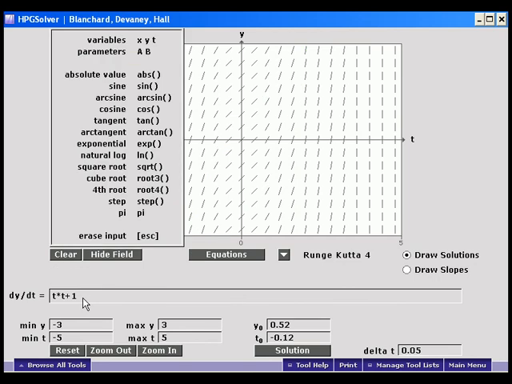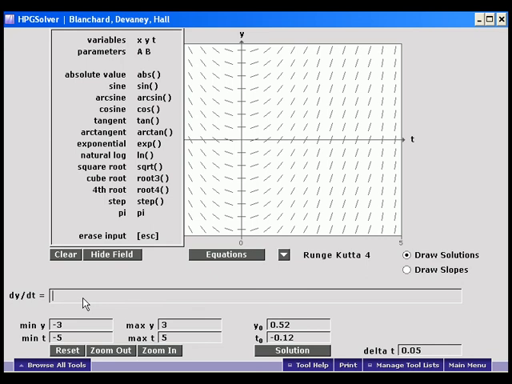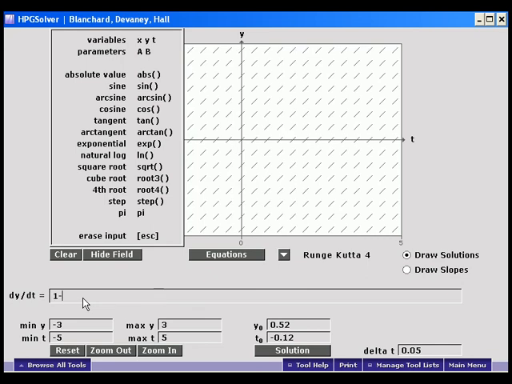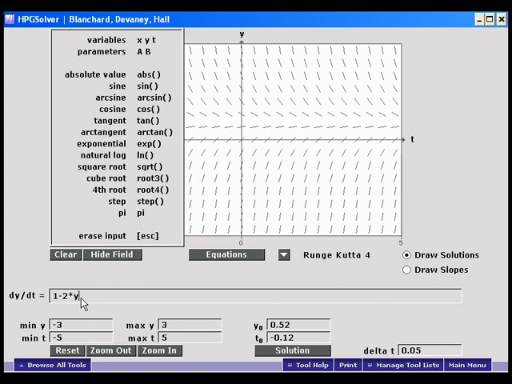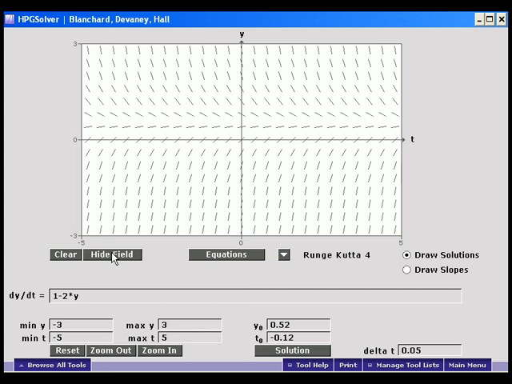And problem 3 says y prime equals 1 minus 2y. This time the slope field is a function of y only. That means that for a given y, the slope is the same no matter what t is. So if you go left and right, the slope doesn't change. For example, here, when y is 0, the slope is 1 minus 2 times 0, which is 1, and it doesn't matter what t is. So you go left or right, the slope is still 1.